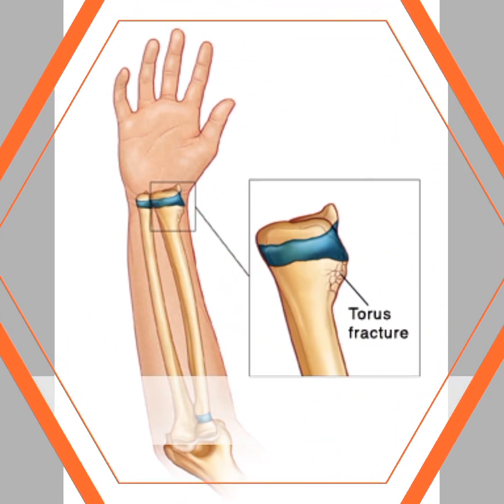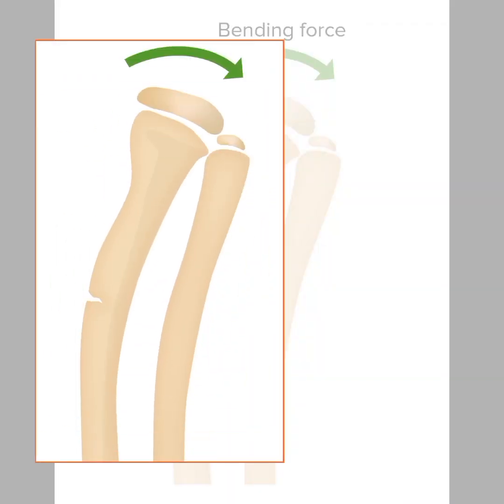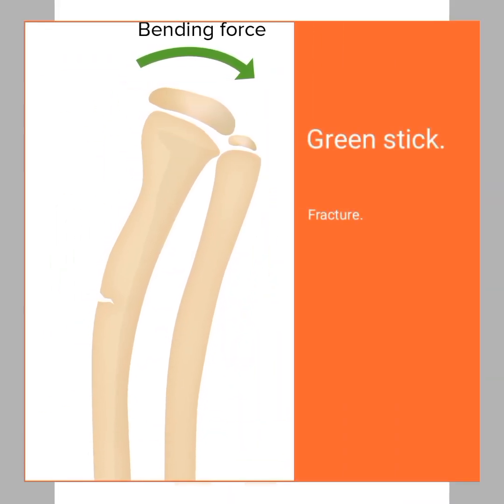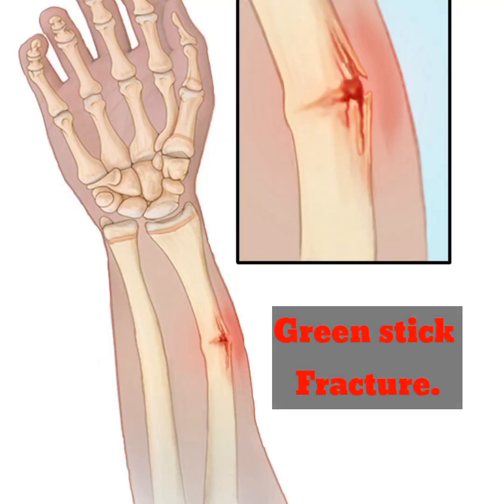Torus fracture occurs as a result of compressional forces applied on the metaphysis, which is a point of decreased strength. Green stick fracture occurs in the same mechanism. So now more severe forces are applied, leaving one cortex disrupted and the other one bent like a green stick. Hence the name green stick fracture.